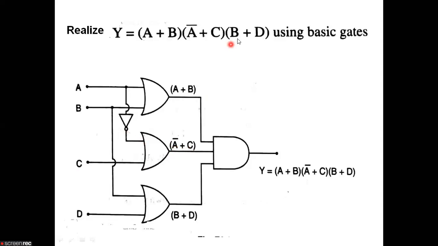Next is B plus D. Now see this one. B is coming here as the input of the third OR gate and D is coming. So the output is B plus D. So A plus B, then A bar plus C and B plus D.